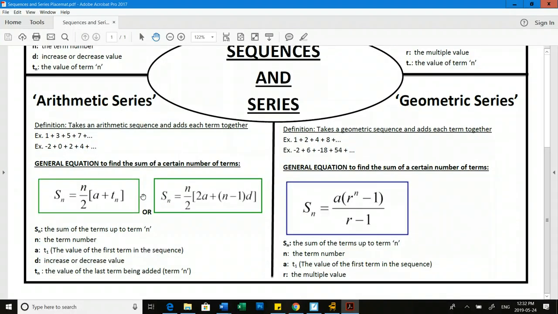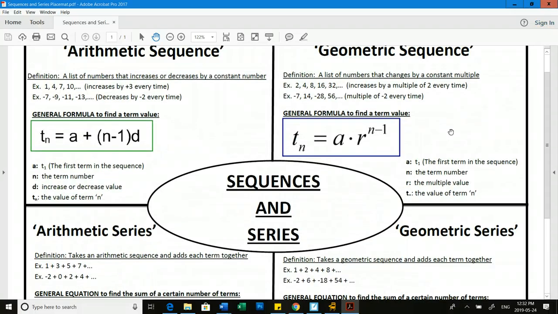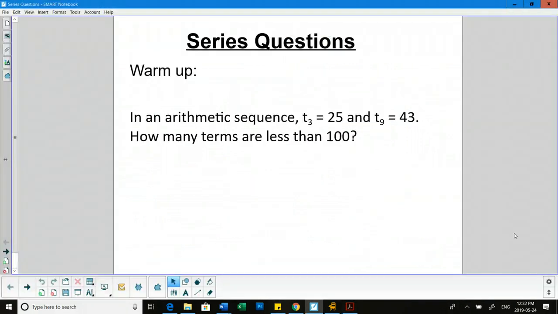We're going to be utilizing all of them simply because a series is the sum of a sequence. So sometimes we'll need the sequence formulas to get a piece of information to help us with the series questions. So I'm going to be utilizing all of these formulas today. Let's start with our arithmetic sequence warm-up.